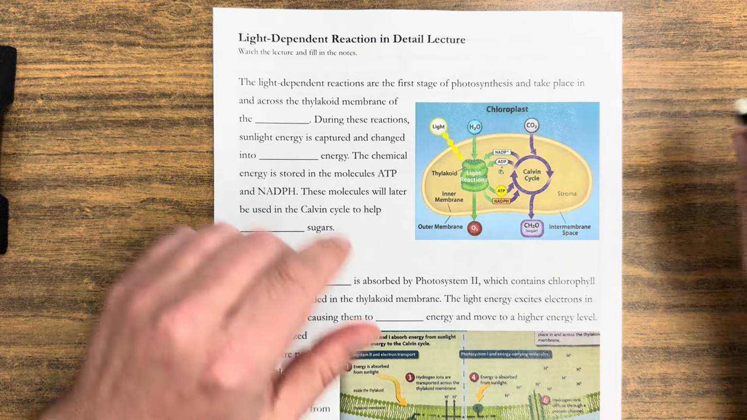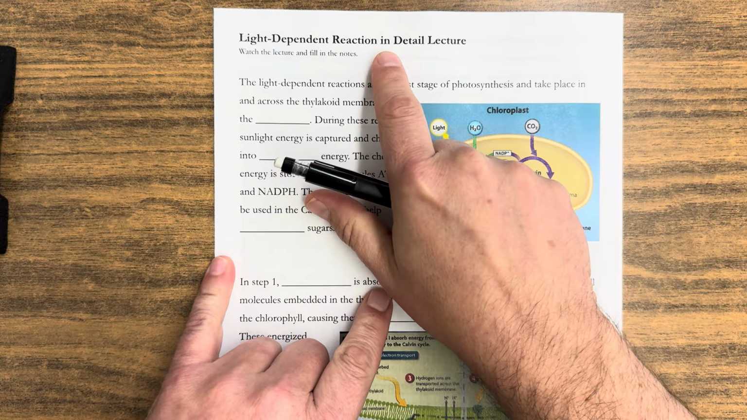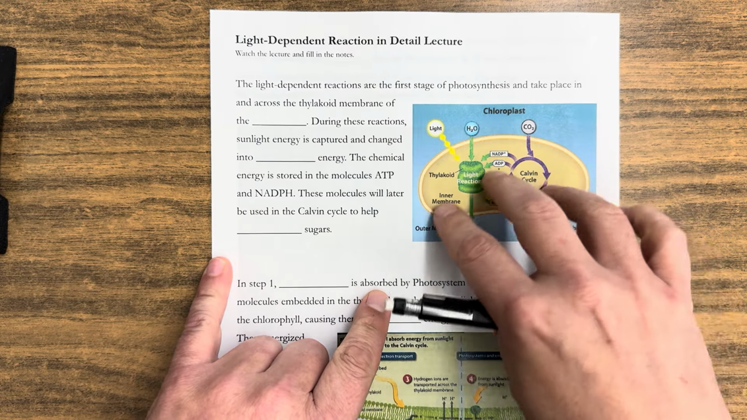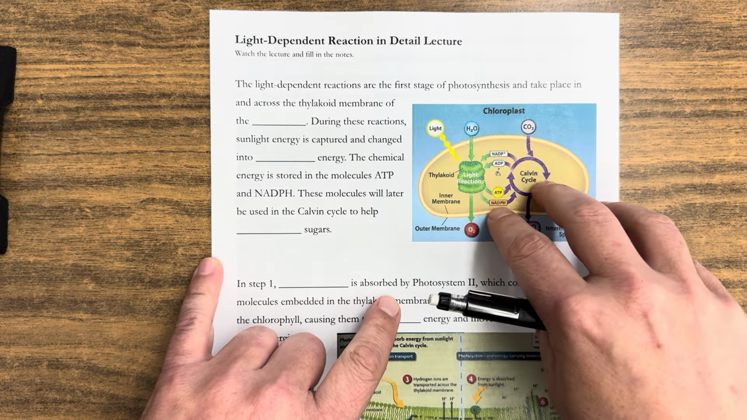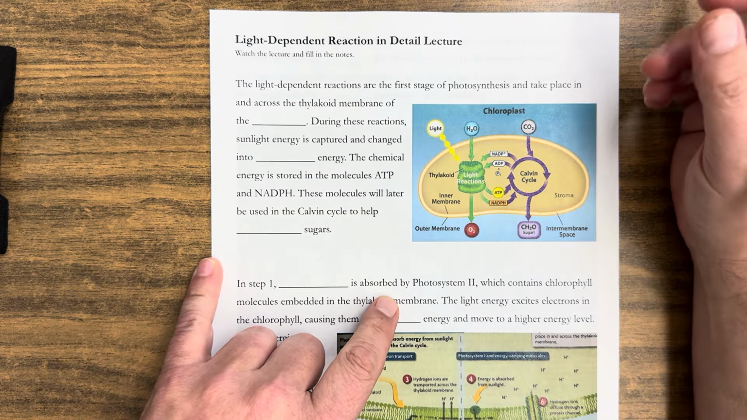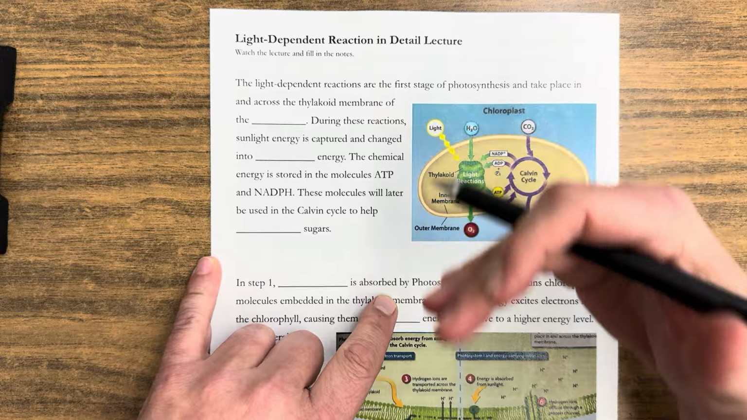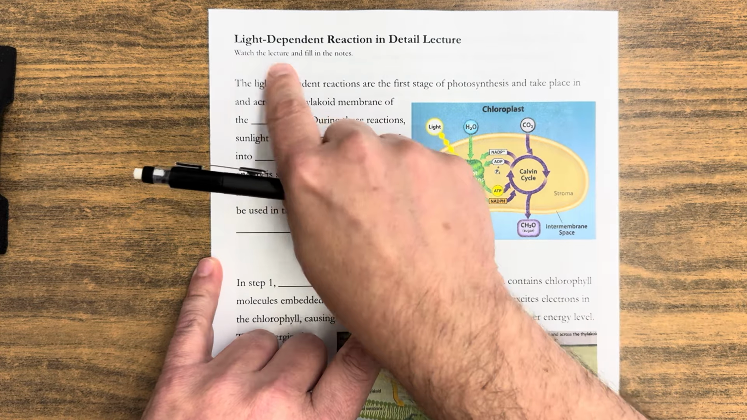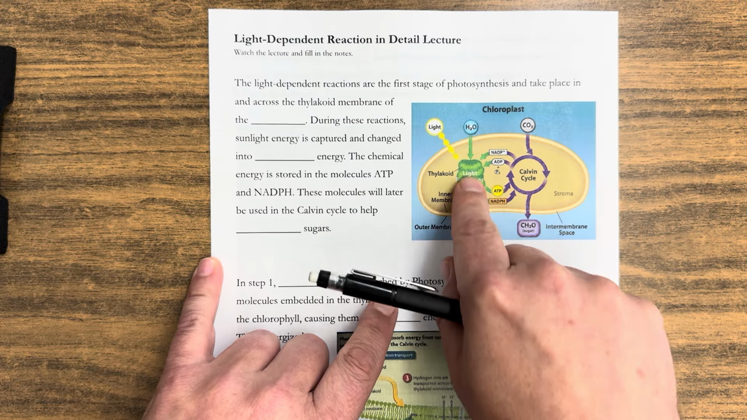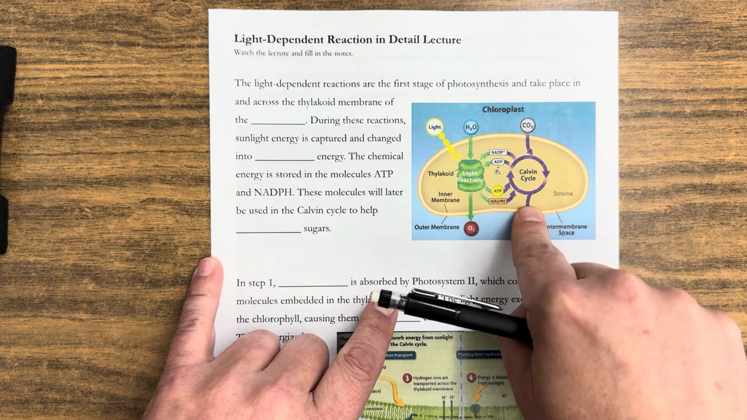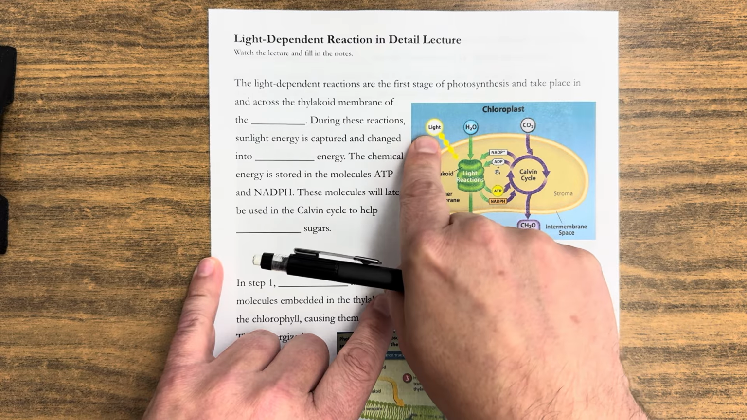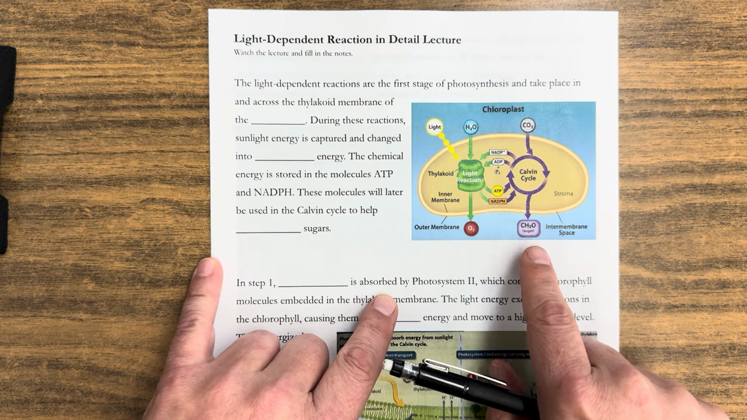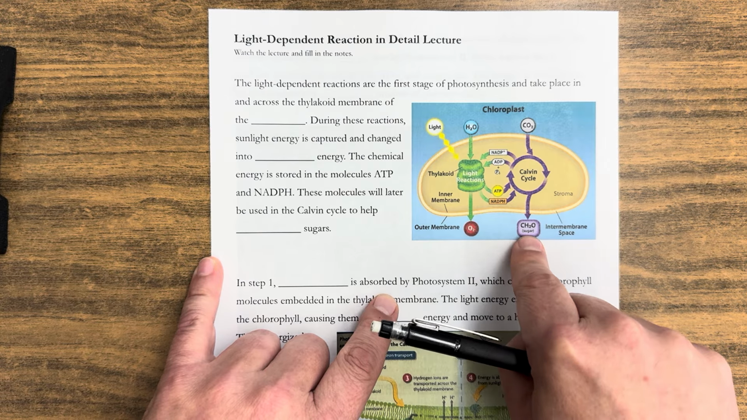Hello, today I'm going over light-dependent reactions in detail lecture. So we've talked about photosynthesis and just the general outcomes of photosynthesis, what it's for, but now we're getting deeper into the actual mechanics of it. The light-dependent reactions are one half of the whole process of taking light or energy from the sun and eventually putting that energy into a sugar.